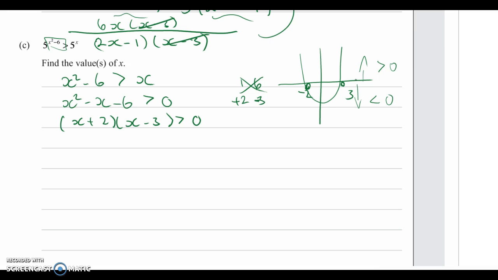I'm looking for where is this parabola larger than 0? Where is it greater than 0? Well, this is where it's greater than 0, up the top here. So it's greater than 0 where x is less than negative 2, or where x is greater than 3.